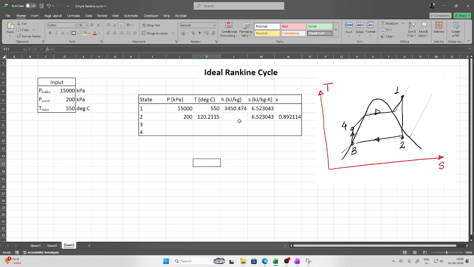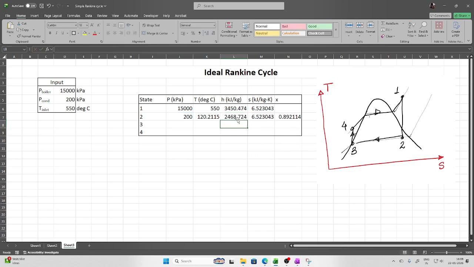Okay, now comes the enthalpy. Okay, so enthalpy based on pressure and entropy, okay, for water. So this is pressure, this is entropy. So this cell is M and this is M7, so it is M7.